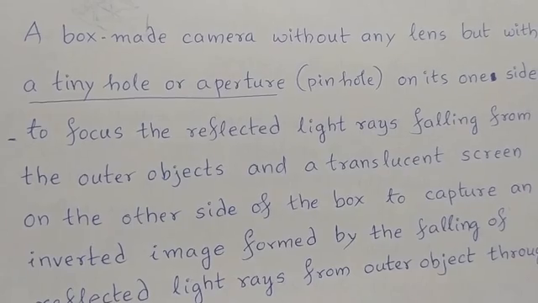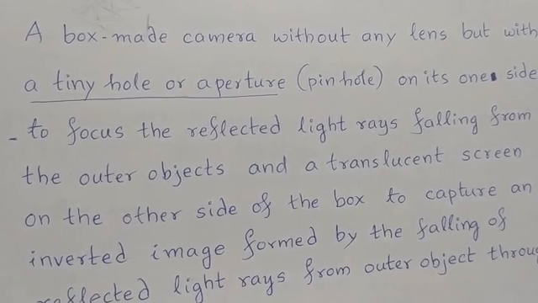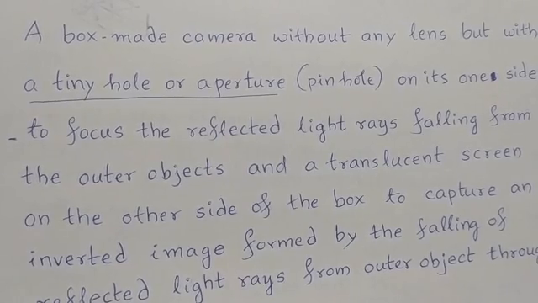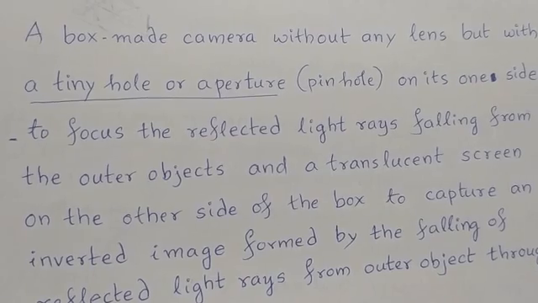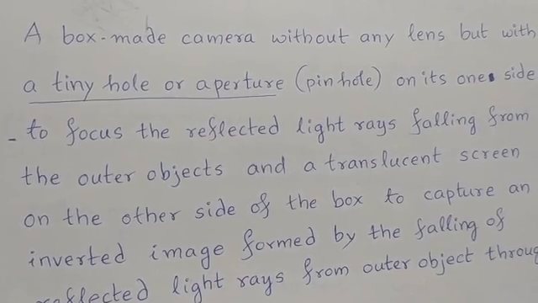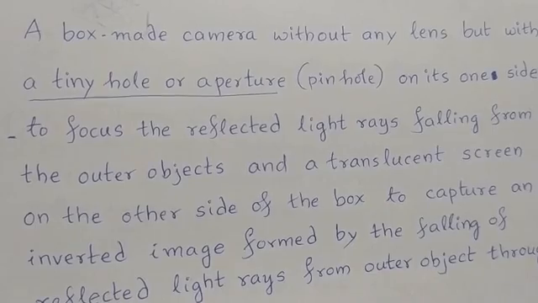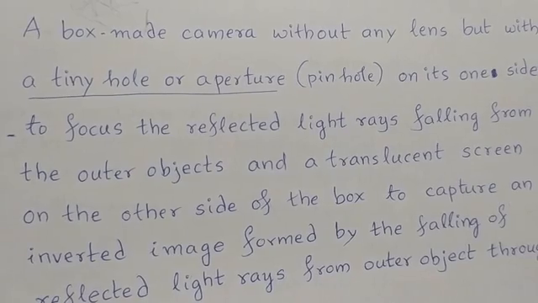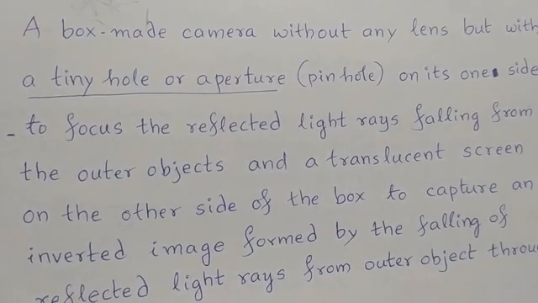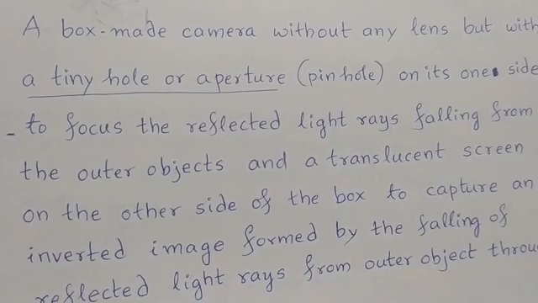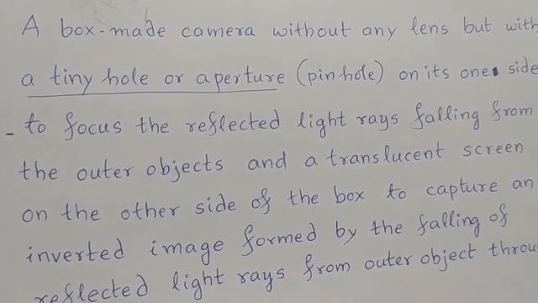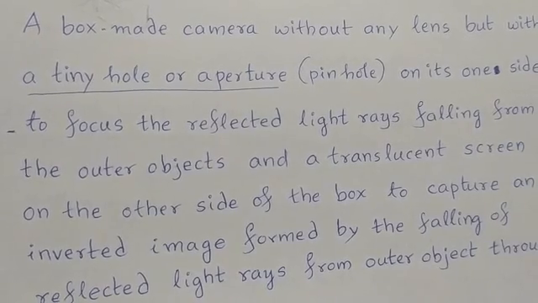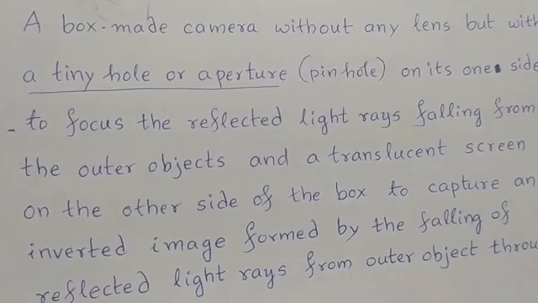And as we discussed, this camera is containing what? Along with the tiny hole, a translucent screen on the other side of the box. So tiny hole, we have learned the purpose: to focus the reflected light rays falling from the outer objects. That is the purpose of the tiny hole. And what is the purpose of the translucent screen?